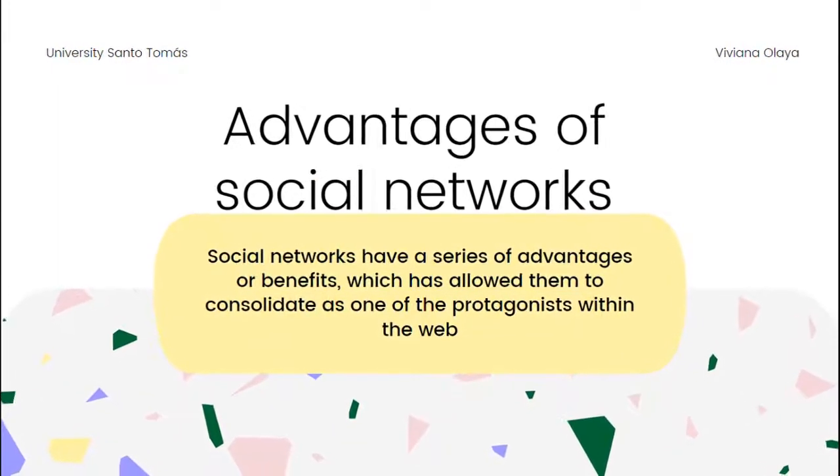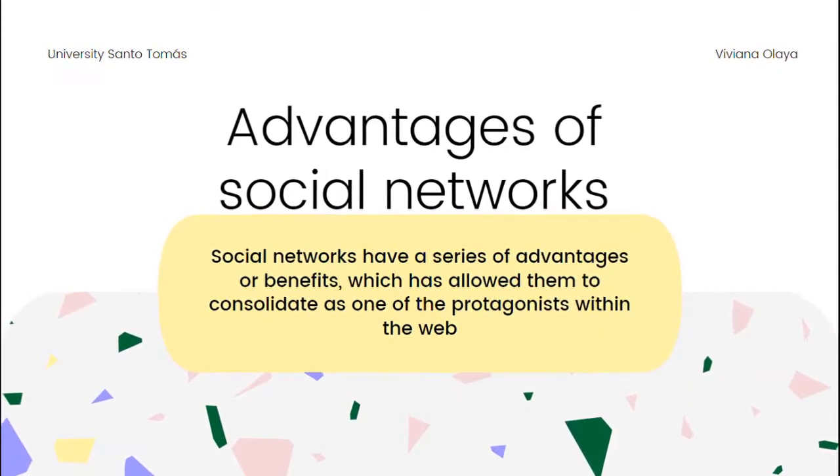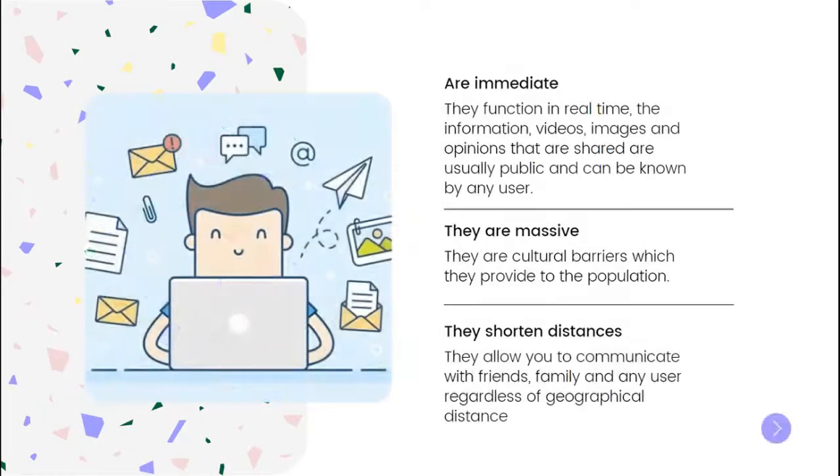Advantages of social networks. Social networks have several advantages or benefits, which have allowed them to consolidate as one of the main propositions within the web. They are immediate, diffusing in real time the information, videos, images, and opinions that are shared, which are usually public and can be combined and used. They are massive, breaking cultural barriers to reach the population. They shorten distance. They allow you to communicate with friends and family regardless of geographical distance.